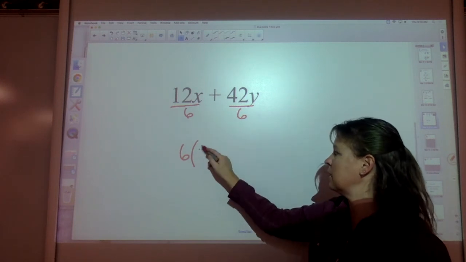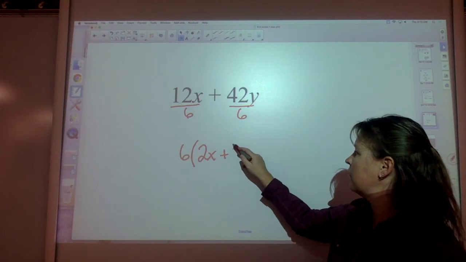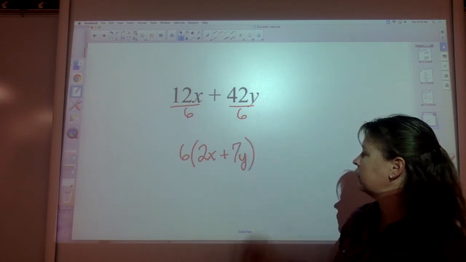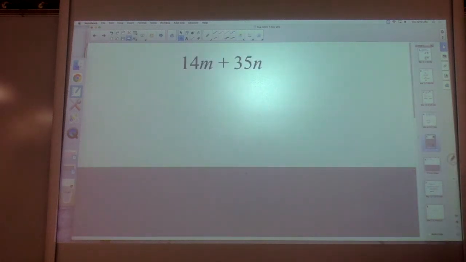12x divided by 6 is 2x, plus 42y divided by 6 is 7y. Final answer, the whole thing. We'll just practice a few more of these so that you get to see some that are different.